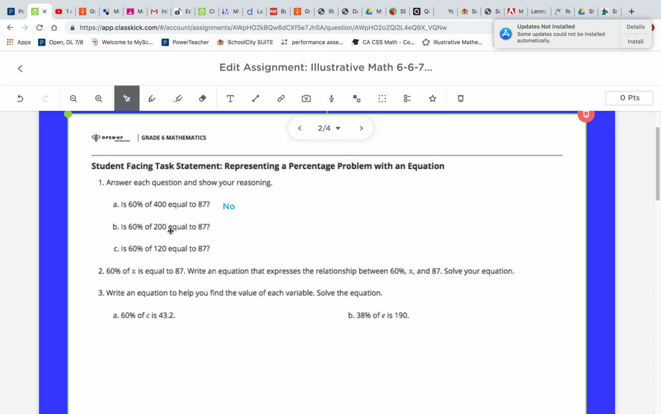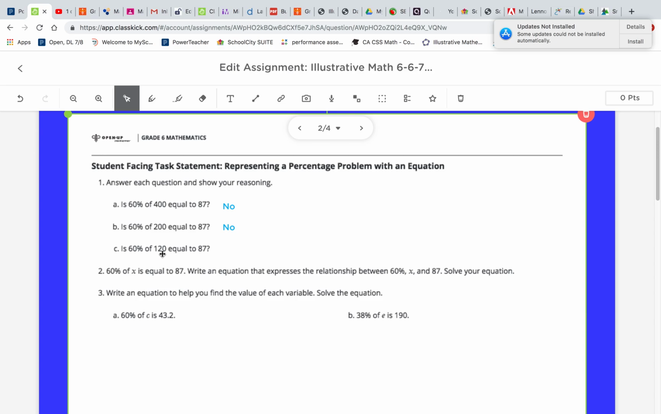Is 60% of 200 equal to 87? So again, 60% is more than half. Half of 200 would be 100, so more than that would be more than 100. So it's definitely not 87. I'm just going to go ahead and say no to that. All right, and then for part C, is 60% of 120 equal to 87? 60% is more than half. Well, half of 120 would be 60. It's going to be more than that.